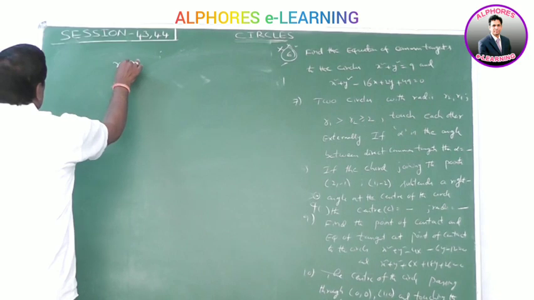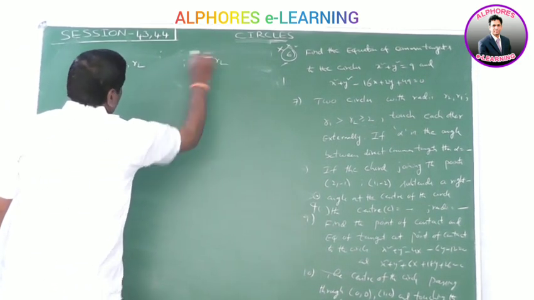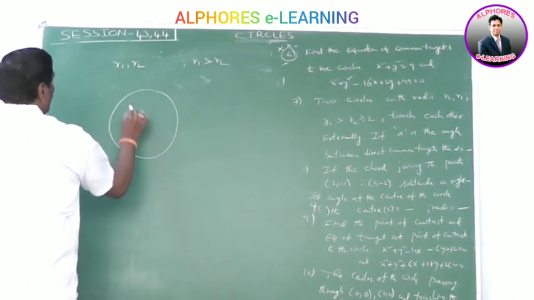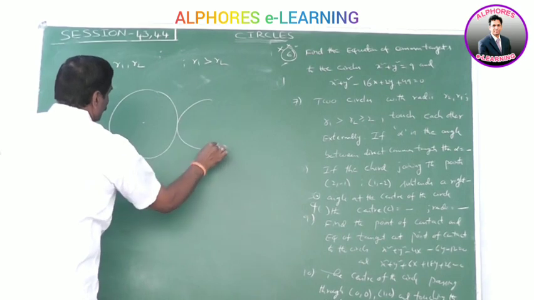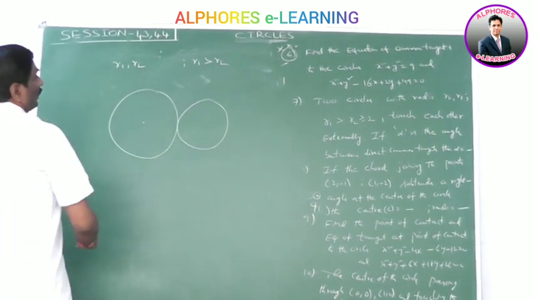Here r1 comma r2 are the radii of the two given circles and r1 is greater than r2. And these two circles touch each other externally. That means the diagram is this way. r1 is greater than r2. This is r1, first circle, second circle, touching each other.